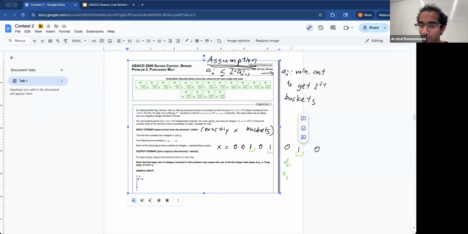A of 2 is the minimum price to get 2. So it'll be A of 2 plus A of 4 plus A of 6, right? So in the case where it's exactly x, we've already solved the problem, right? But let's consider we're purchasing, I'll just write this on the left, y buckets where y is greater than x, right?